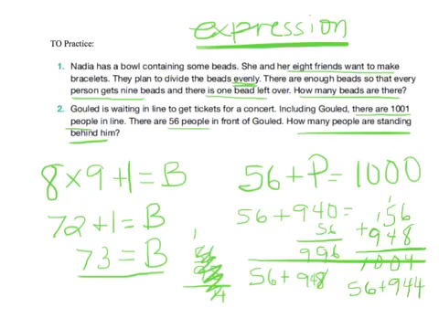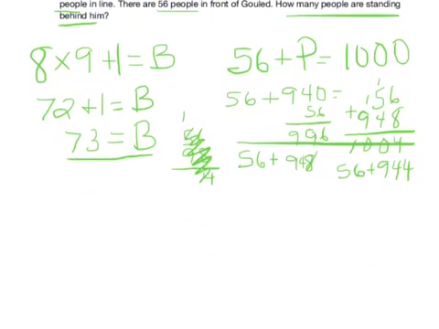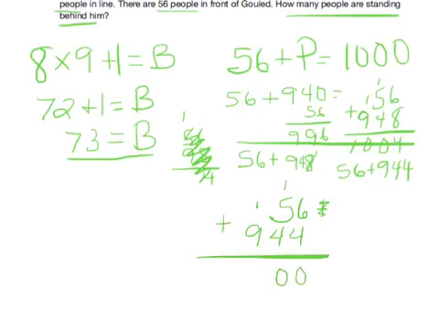I'm going to see if I can make us some room here. Move everything up. 56 plus 944. 6 plus 4 is 10. Another 10. And 9 plus 1 is 10. So that is our 1,000. So it would have to be 944 beads is what I figured out. Sorry, 944 people. This one was people, not beads, that were standing behind Gould.